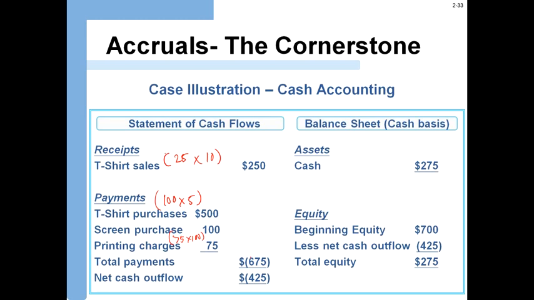Okay, so kalau kita tengok kat balance sheet kita, so balance cash kita ada 275, iaitu 700 minus with cash outflow lah. So akan dapat 275. So bila kita menggunakan cash accounting, it shows that company lost money. Sedangkan ada penjualan, tetapi bila kita buat cash flow kita rugi.